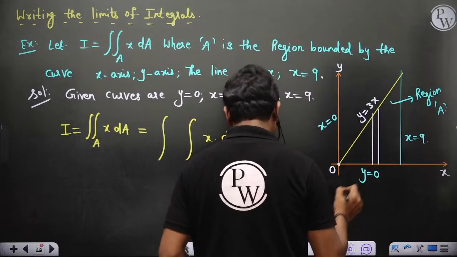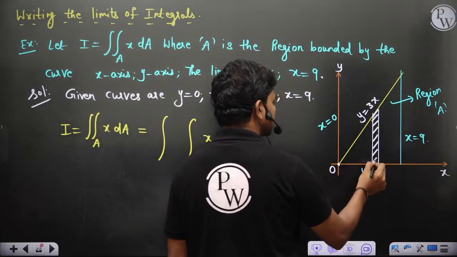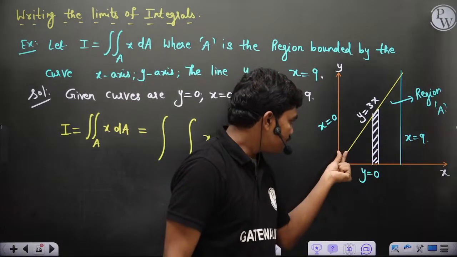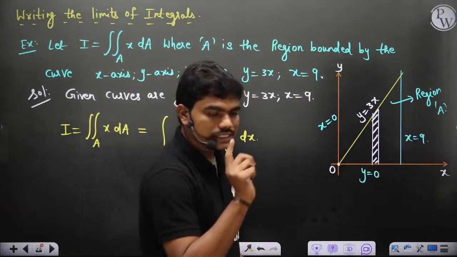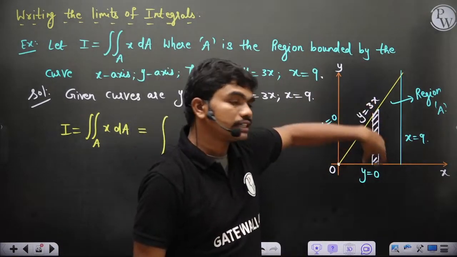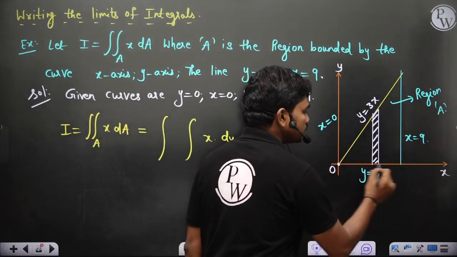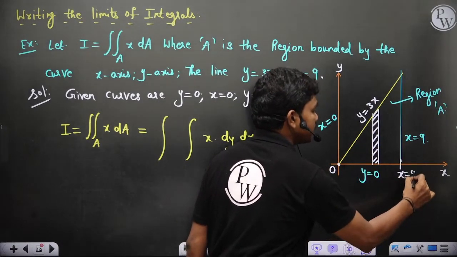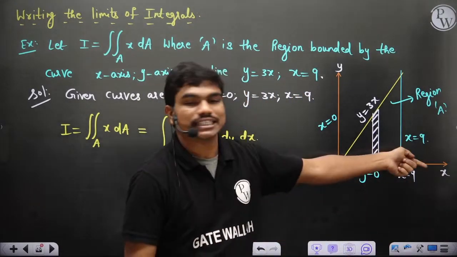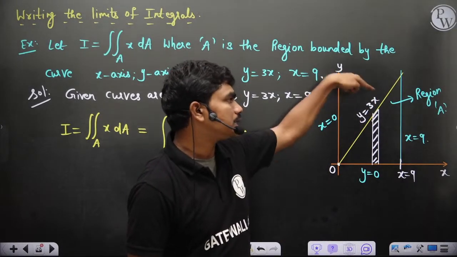So you consider this vertical strip in this region. Now, if you move this strip anywhere inside this region, try to understand: since you decided to make y your first variable of integration, you consider a vertical strip, and if you move this strip anywhere in this region from x equal to 0 to x equal to 9, the lower boundary of the strip is always provided by the x-axis. Correct? And the upper boundary of the strip is always provided by this equation y equal to 3x.